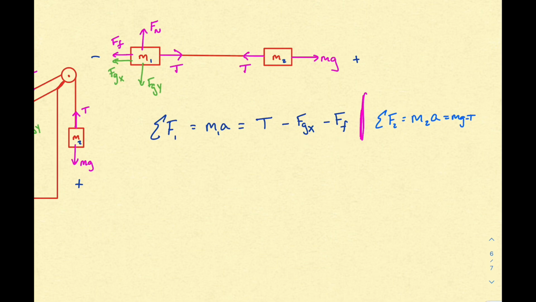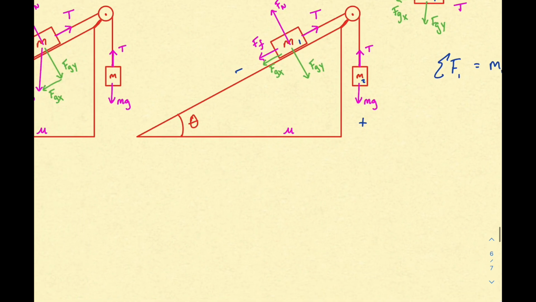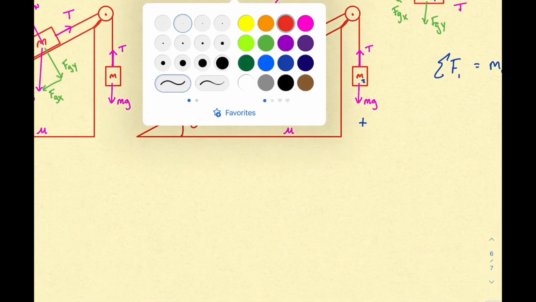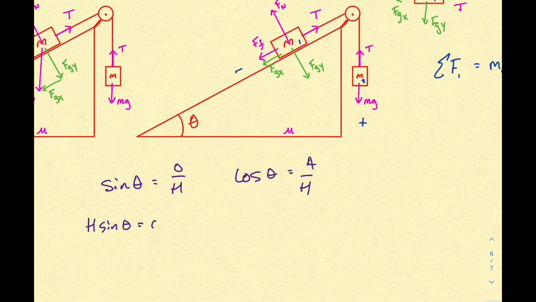So the first thing I'm going to do is, over here, I would have my trig section. My trig section is going to indicate that sine of theta is equal to opposite over hypotenuse, and cosine of theta is equal to adjacent over hypotenuse. So h sine theta is equal to the opposite side, right? And then h cosine theta is equal to the adjacent side.